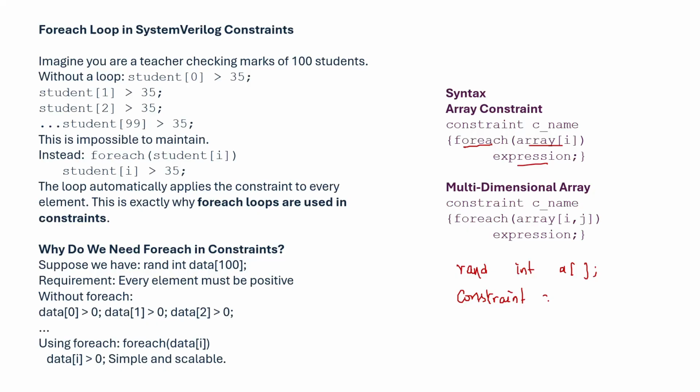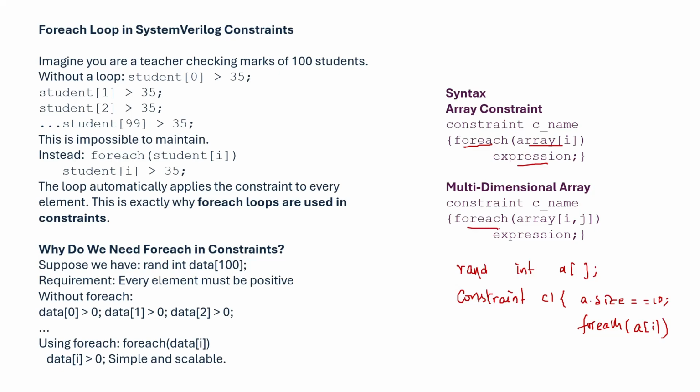Same way, constraint you can take that C1 and then a dot size equal to some 10. That means your dynamic array size should be 10. In this way I will assign some size. After that, each and every element I need to visit, right? Then for each a of I, I will consider that. Then you can write the constraint.